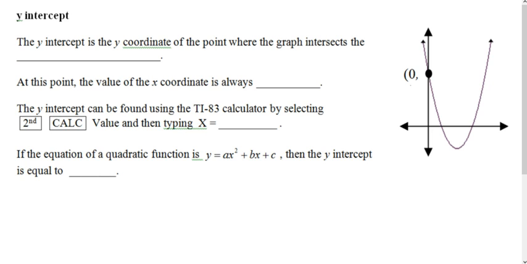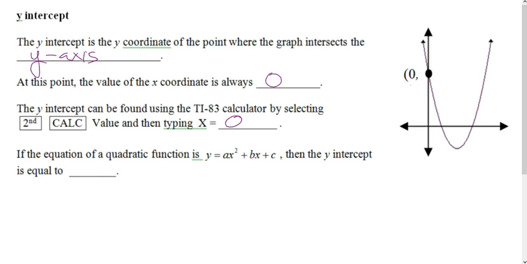Y-intercept is the Y coordinate of the point where the graph intersects the Y-axis. At this point, the value of the X coordinate is always 0. Okay? Just remember, always think that. The Y-intercept occurs when X equals 0. The Y-intercept can be found by using the TI-83 calculator by selecting second calc value and then typing X equals 0, right? We want X to be 0.